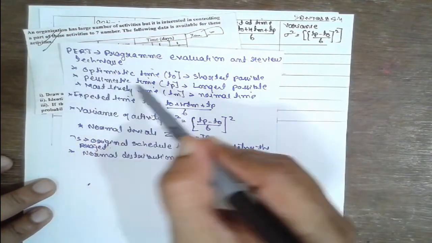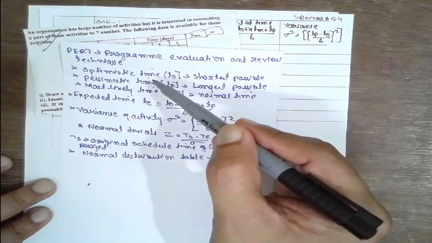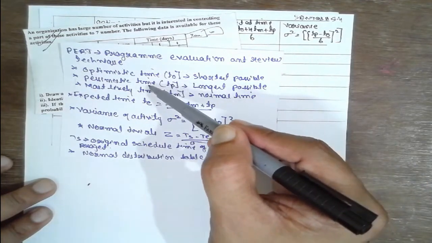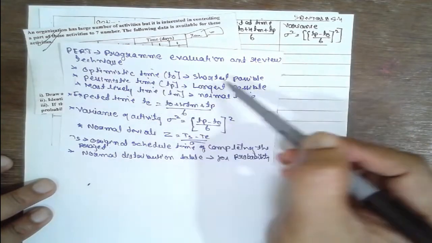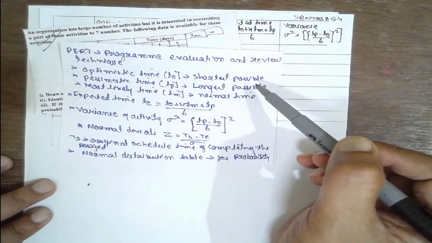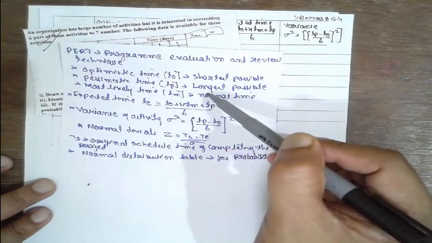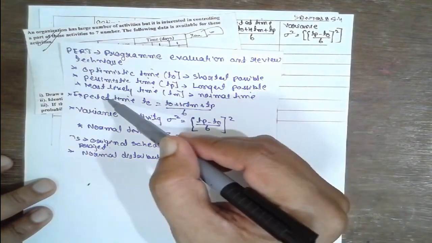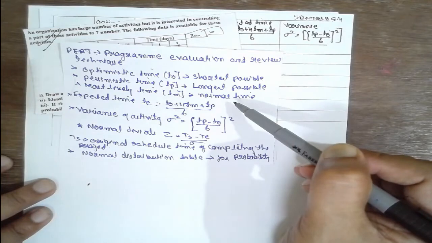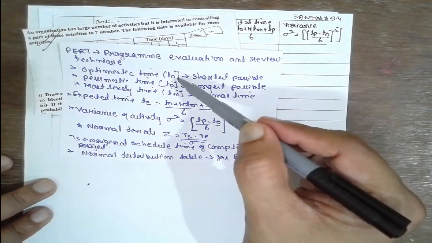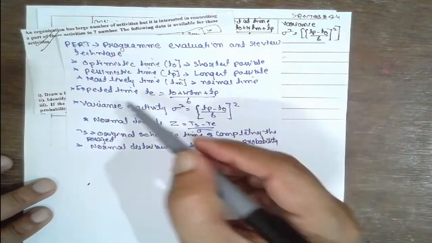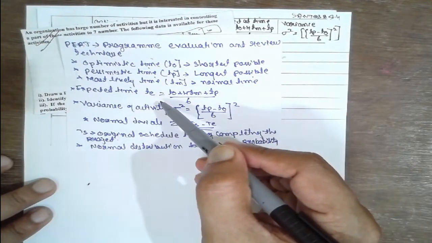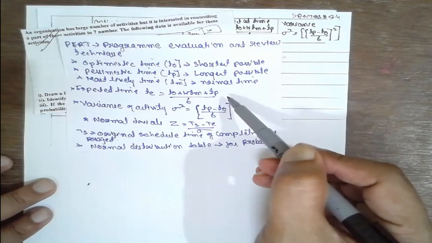Next, the time estimates. In PERT we require optimistic time, pessimistic time and most likely time. The optimistic time refers to the shortest possible time, pessimistic time is the longest possible time, and most likely time is nothing but the normal time. They are denoted by T0, TP and TM. In order to find the expected time, this is the formula we have to use: (T0 plus 4 TM plus TP) divided by 6.